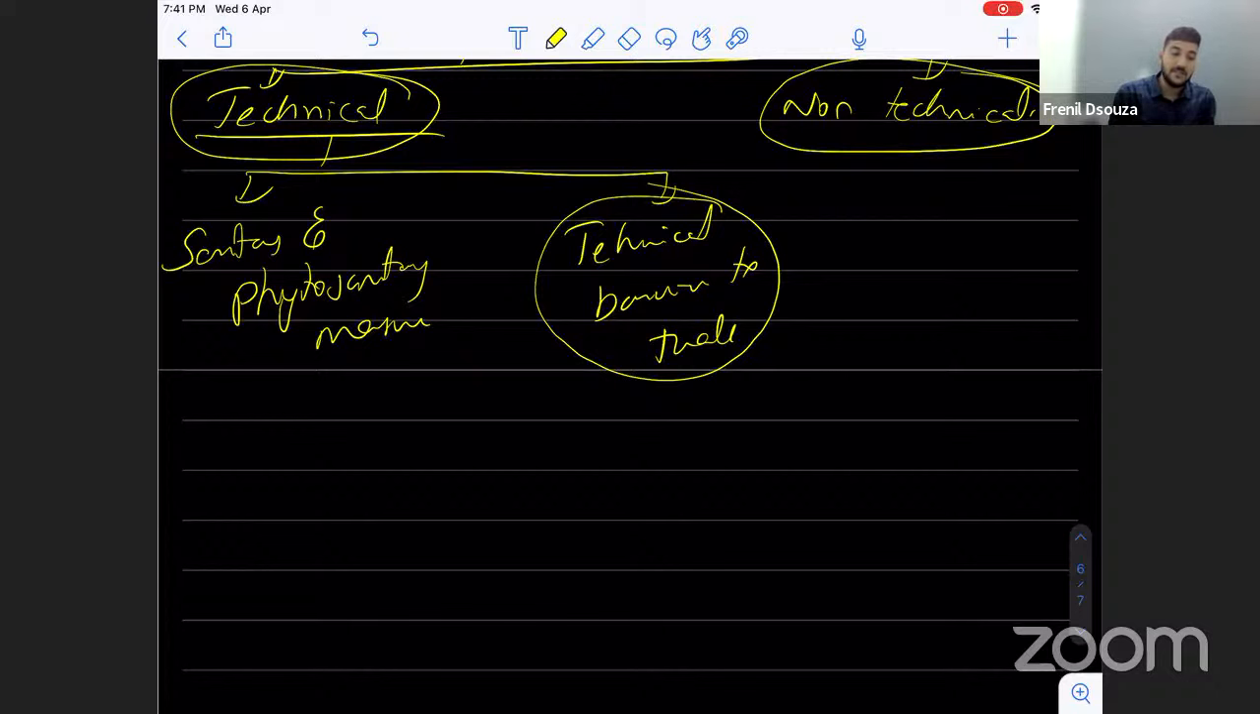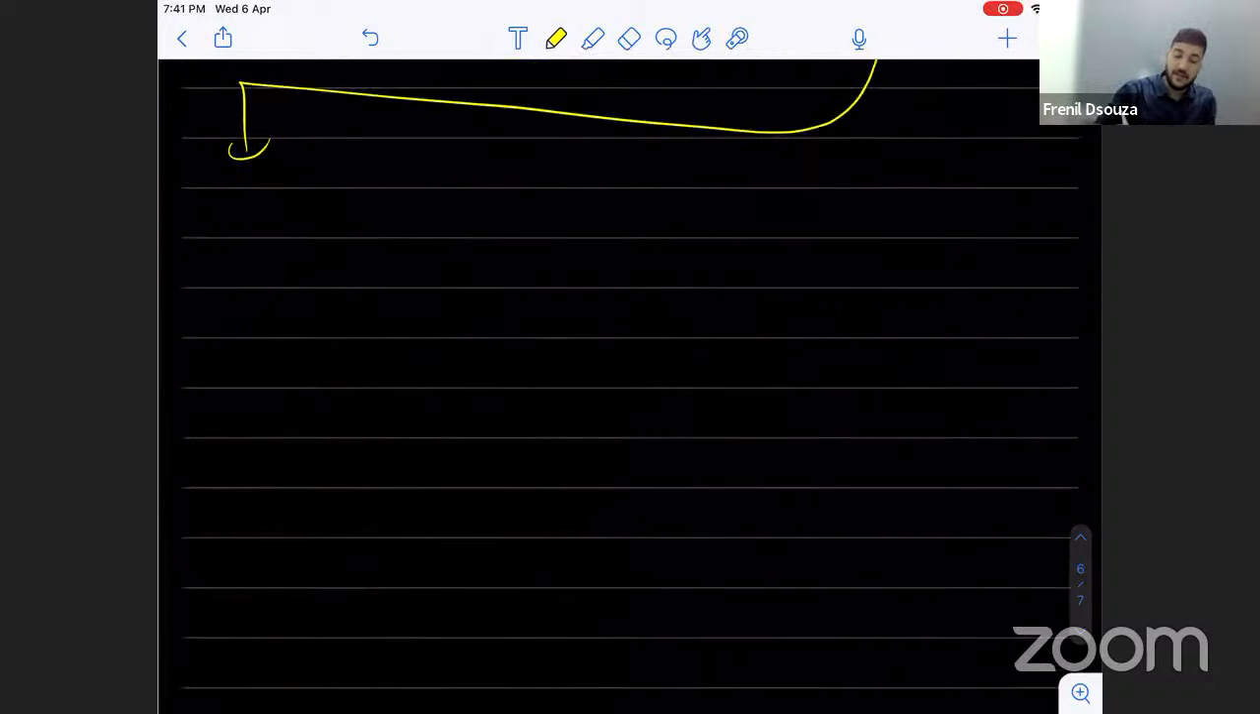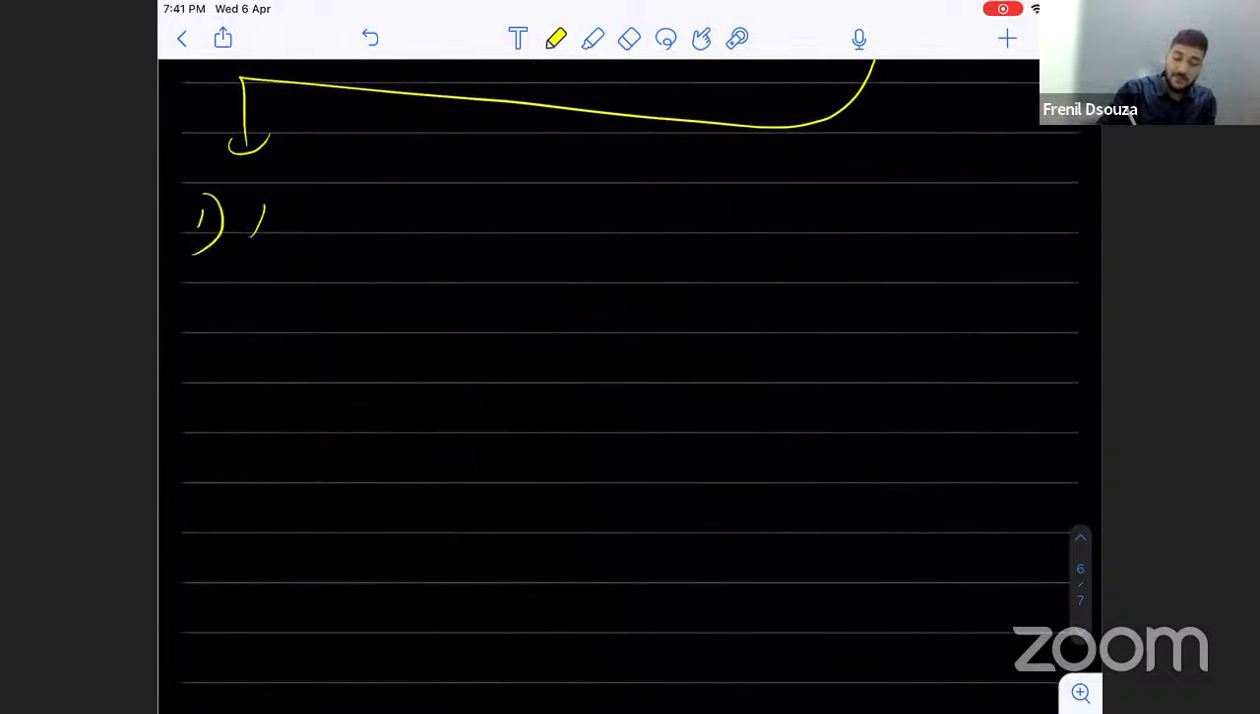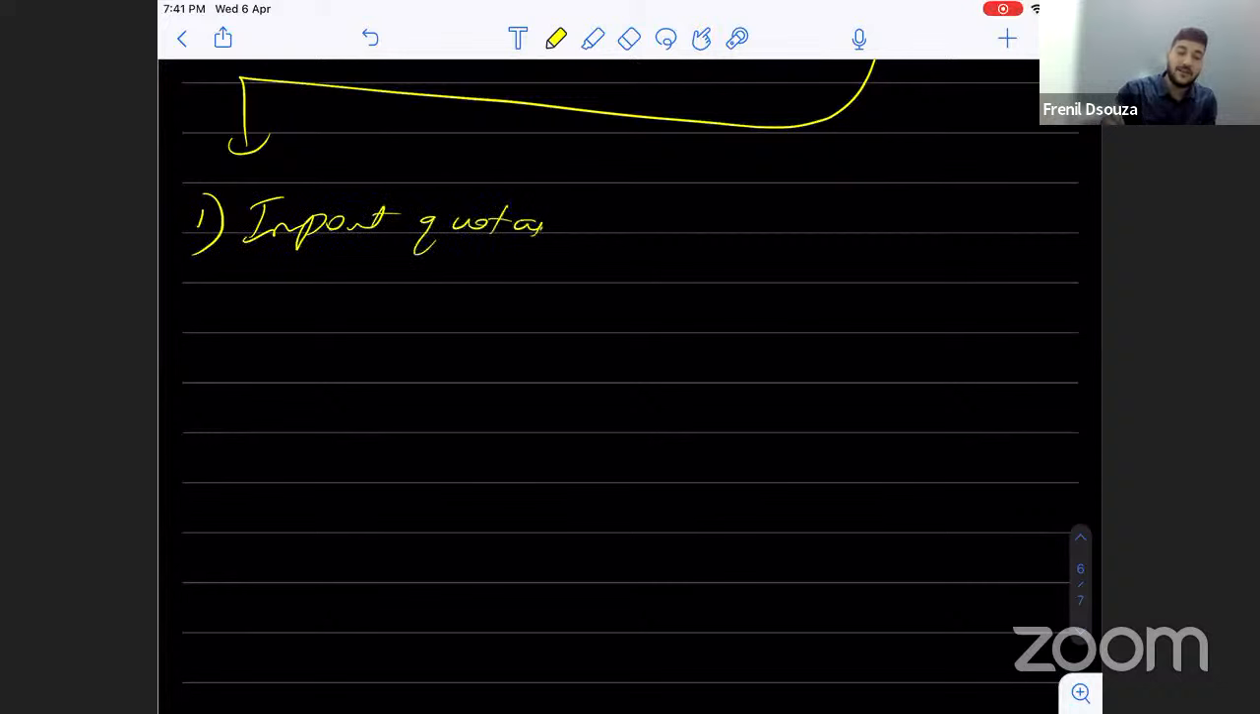In non-technical measures, the first one we have is import quota. Import quotas we have already learned. It is a direct restriction. We had seen tariff rate quotas, where if you import under a particular quota, then the rate was less, and if you import more than that, the rate was more. Here, import quota is a bit different.